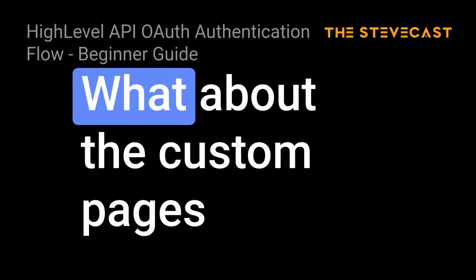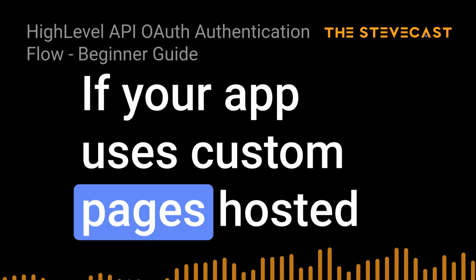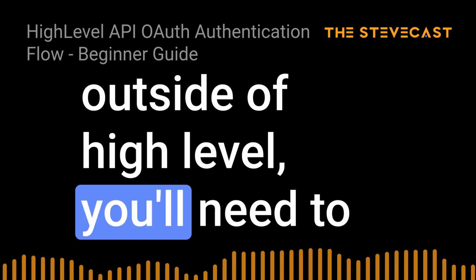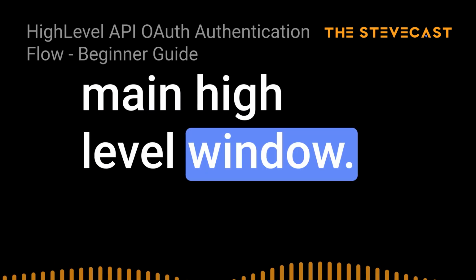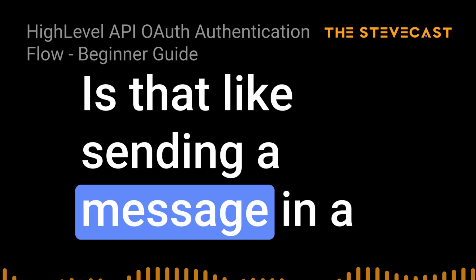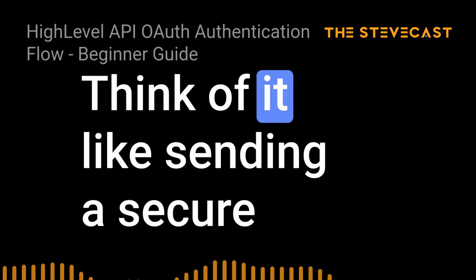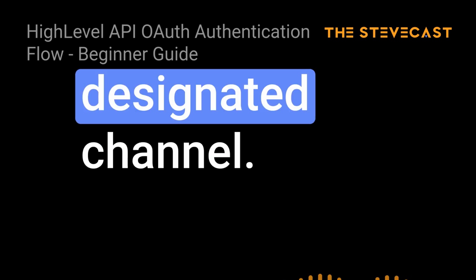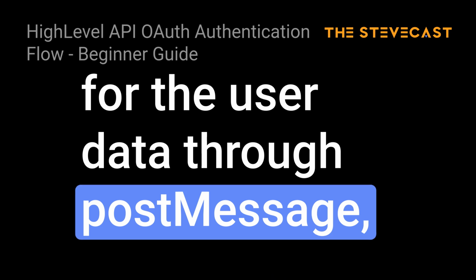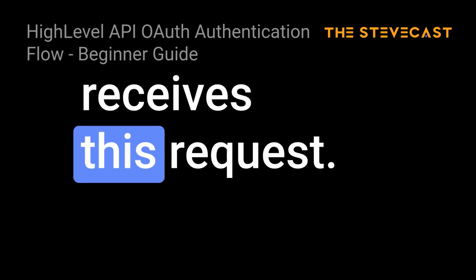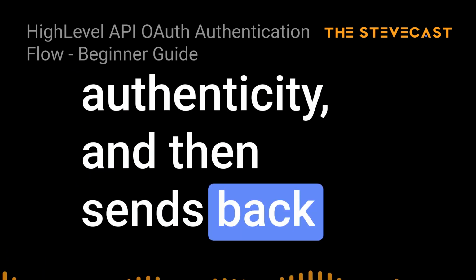Makes sense. What about the custom pages method you mentioned? How is that different? If your app uses custom pages hosted outside of HighLevel, you'll need to use a slightly different technique called postMessage to communicate with the main HighLevel window. Post message. Is that like sending a message in a bottle, hoping it reaches the right destination? It's a bit more reliable than that. Think of it like sending a secure message through a designated channel. Your custom page sends a request for the user data through postMessage, and the HighLevel window receives this request. HighLevel verifies your app's authenticity and then sends back the encrypted data.